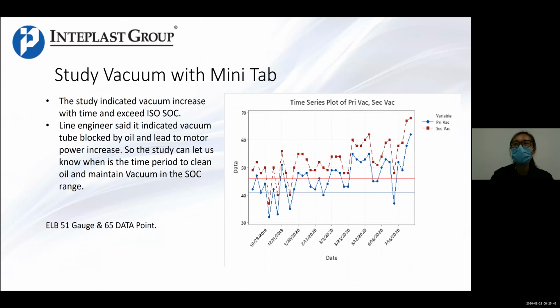For example, I use Minitab to get this graphic about vacuum. This study included vacuum increase with time and exceed ISO SOC. For this question, I asked a line engineer, and he said he detected vacuum pipe broke by oil and lead to motor power increase. So the study can let us know when it's time to clean oil and maintain vacuum in the SOC range.